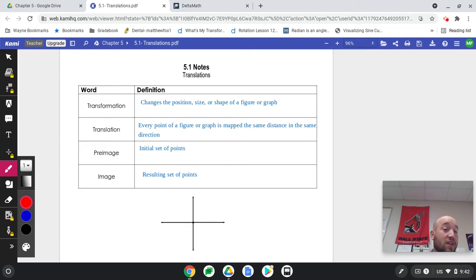Ours aren't maybe this exciting, but we have a shape. It transforms in some way. It moves or it looks different. It gets stretched. Some of those. So specifically today, we'll talk about a translation.